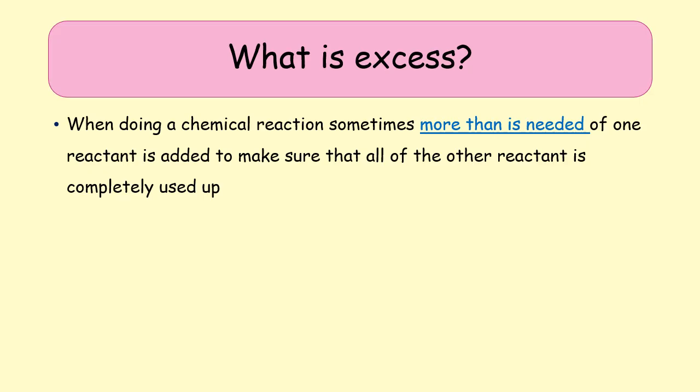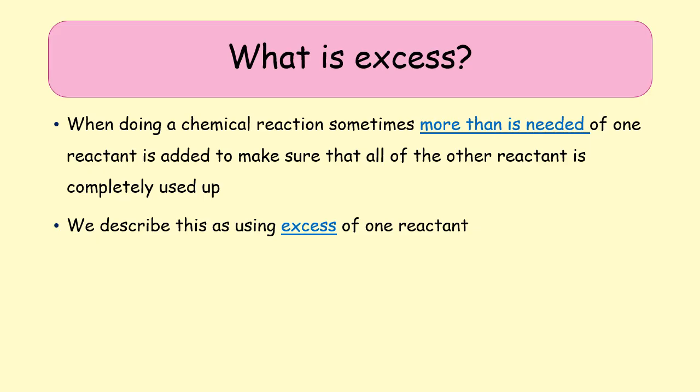Now the reasons for doing this are to make sure that all of the other reactant is completely used up. Now we do this when one of the chemicals is particularly expensive and we want to make sure it's all reacted. We'll use the other chemical in excess. Or if a chemical is particularly dangerous or toxic, we'll use the other chemical reacting with it in excess to make sure that all of that dangerous chemical is removed by the end of the reaction. So whenever we use more than what is needed, it is called an excess.